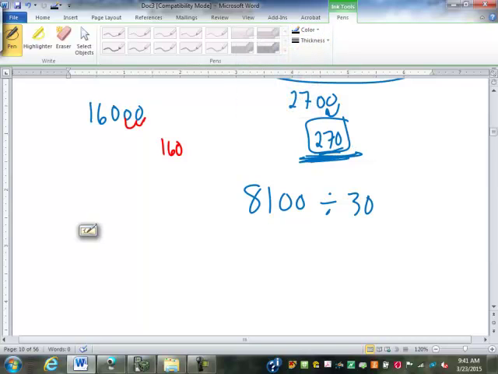So when we do our decimals, we talked about multiplying and dividing decimals last Wednesday. If I have, what do I put in here? So something like this, 4.8 times 3.2.